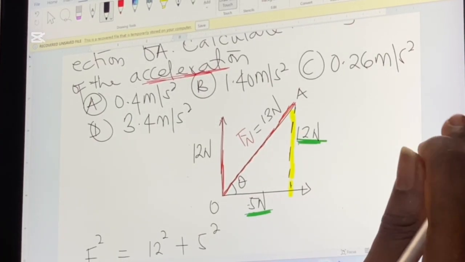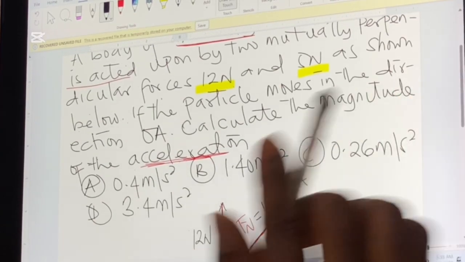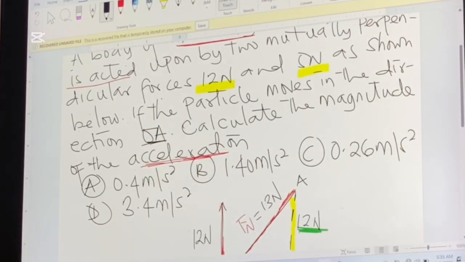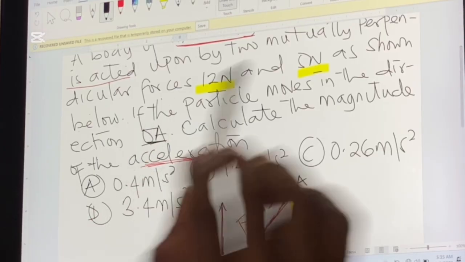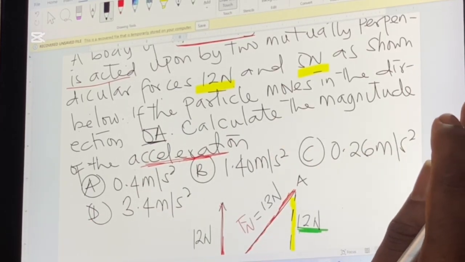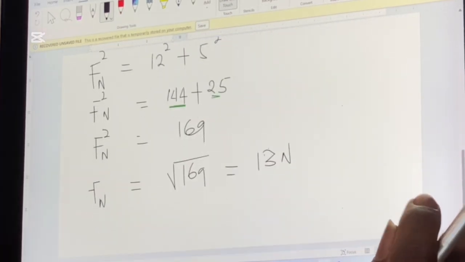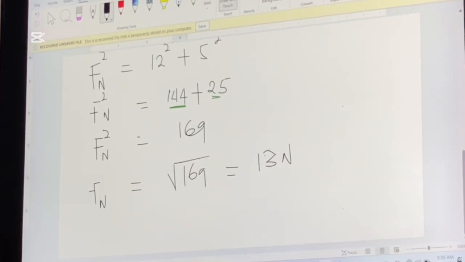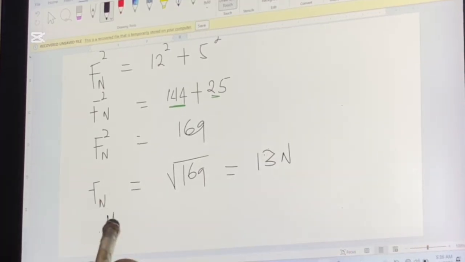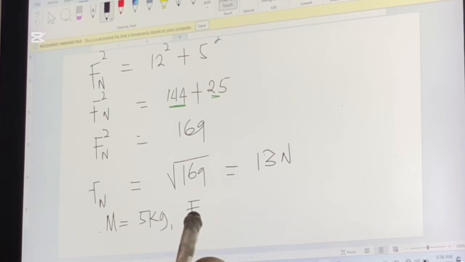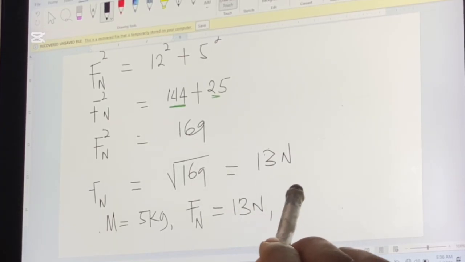But if you look into the question here, we are asked to find the acceleration along OA. So how do we find acceleration along OA? Let's list out the given parameters here. The mass is given to us as 5 kg. The force along OA is given to us as 13 newtons. And we are asked to find a.